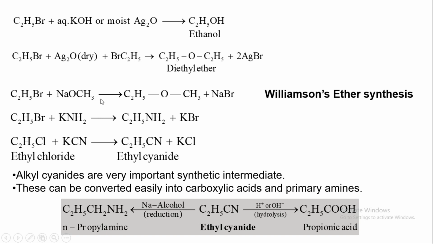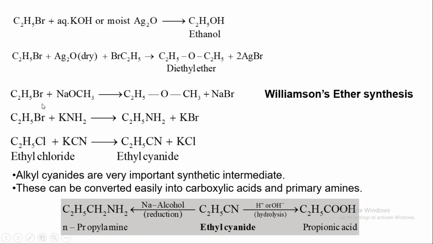Now the next one is very well known, Williamson ether synthesis, in which we use bromoethane and sodium methoxide. CH3ONa is known as sodium methoxide. So NaBr will be the byproduct and we will get methoxyethane. This reaction is known as Williamson's ether synthesis. Next, if we add KNH2 to bromoethane, we will get aminoethane. So this is amine formation.